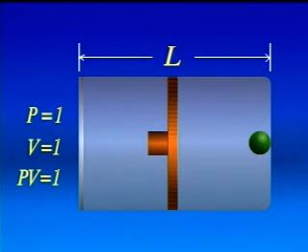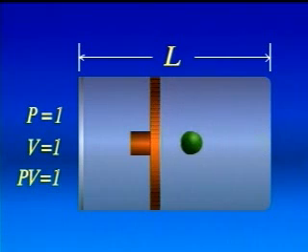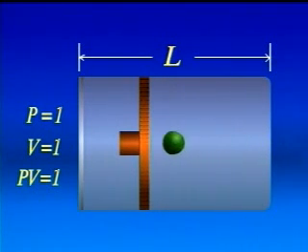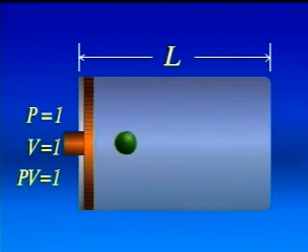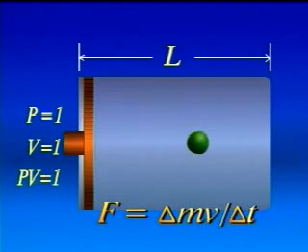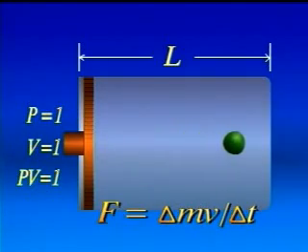Let us consider a single molecule inside a cylinder where it is in continuous motion along the x-axis. According to our model, collision with the walls of the cylinder are perfectly elastic. No kinetic energy is lost, and so the molecule will forever be colliding with the walls. Every time the molecule collides with the left wall, a force equal to F, equivalent to delta mv over delta t, is exerted between them.